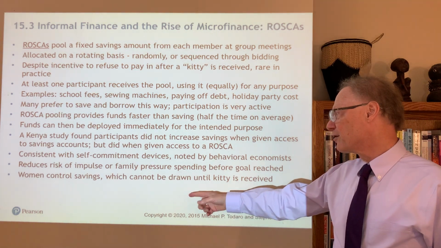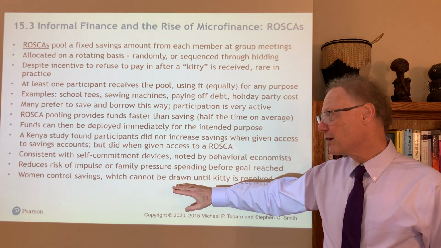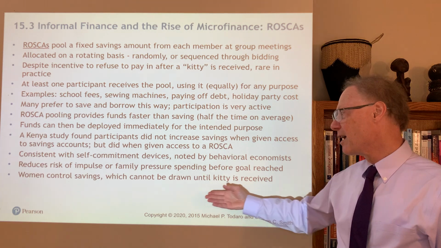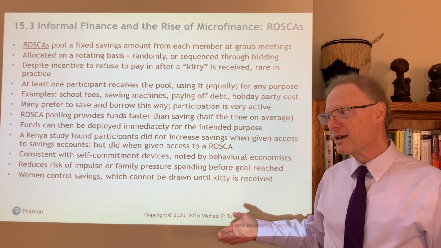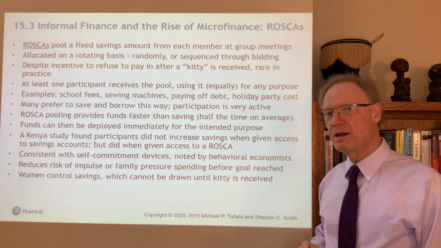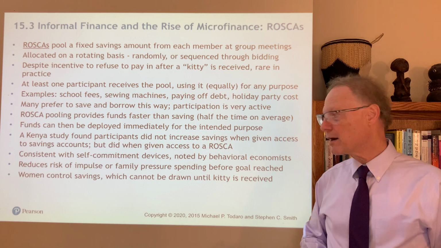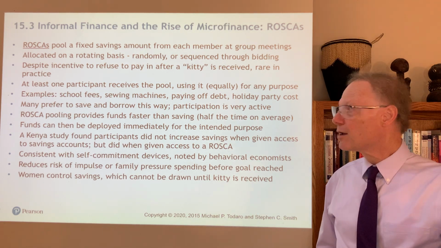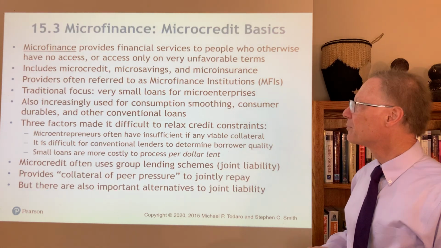Another aspect of this is that women control savings rather than the husband. Once you've put it in the kitty, the husband doesn't have control over it. And so these funds that are saved, in effect, can't be withdrawn until the kitty is received, at which point the woman might be able to more readily use the funds for the purpose that she intends. So this is something about the background for ROSCAs.